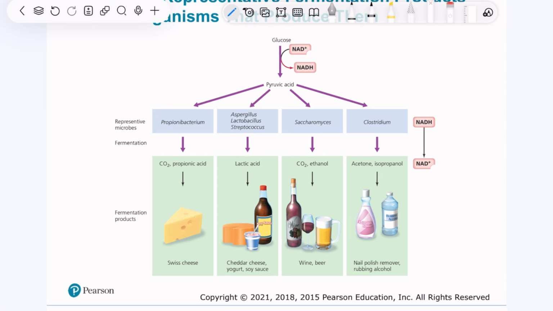So these organisms undergo fermentation to regenerate NAD+ from NADH, allowing glycolysis to continue in the absence of oxygen. These specific fermentation pathways vary depending on the organism and result in different products that are utilized in various industrial and food applications.